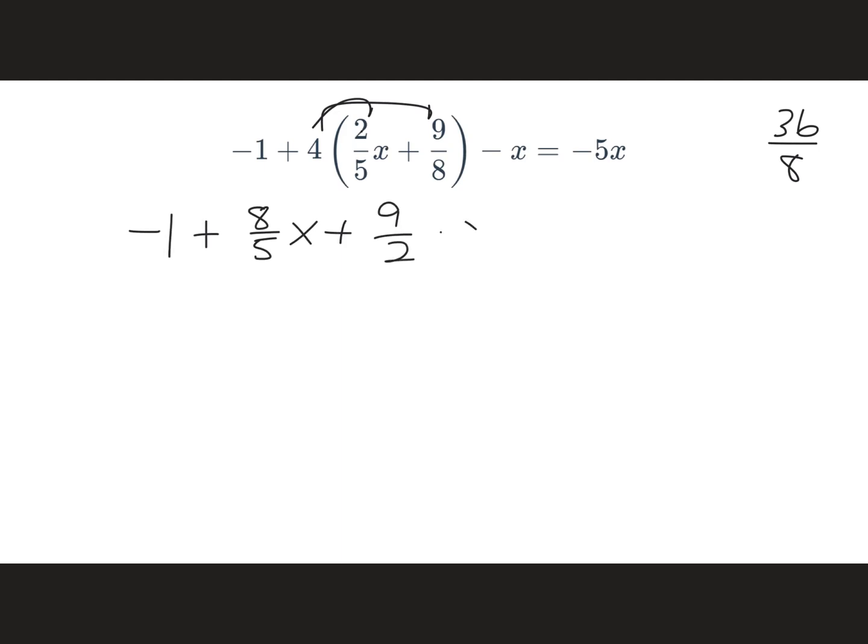Oh, see, that's nice. Minus x equals negative 5x. All right, what's the common denominator of 5 and 2? Well, that is a 10. So again, I'm going to multiply every single term by 10. There's several of them. So 10 times negative 1, negative 10.